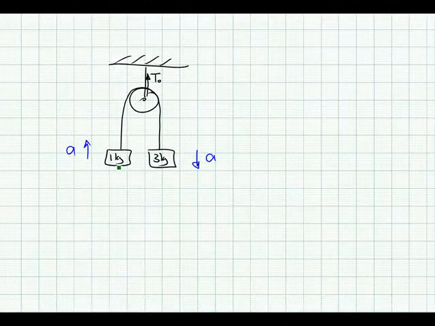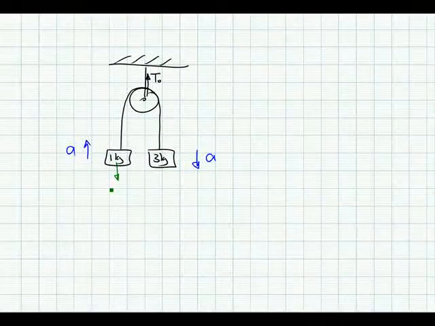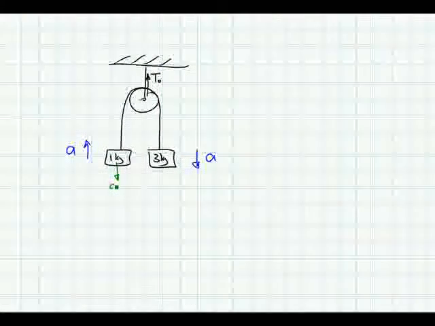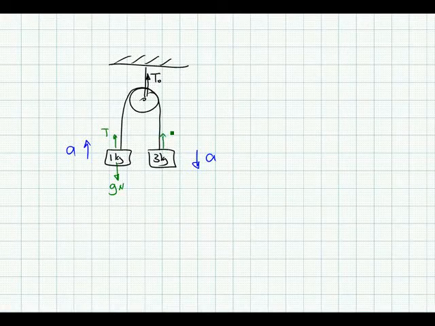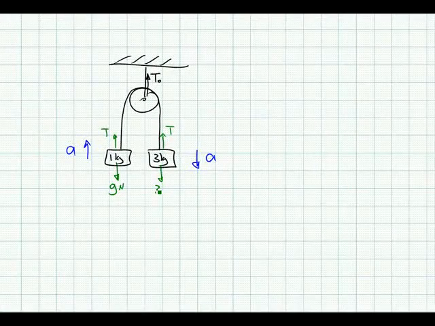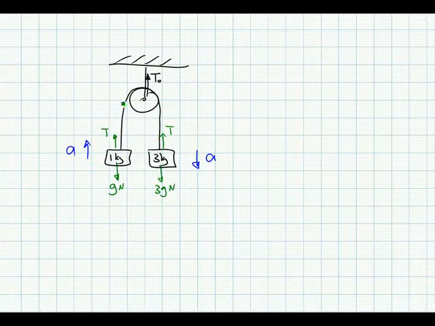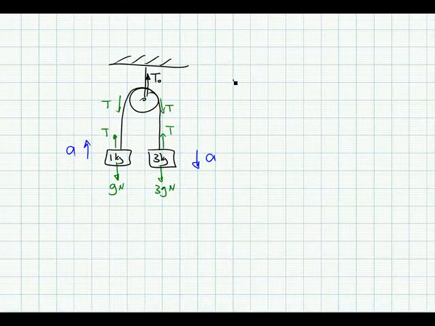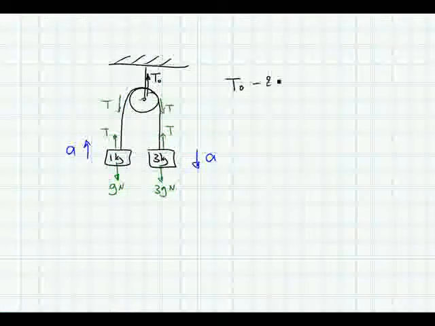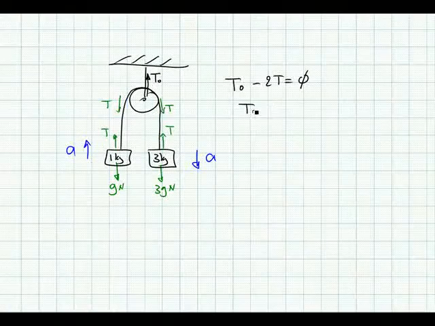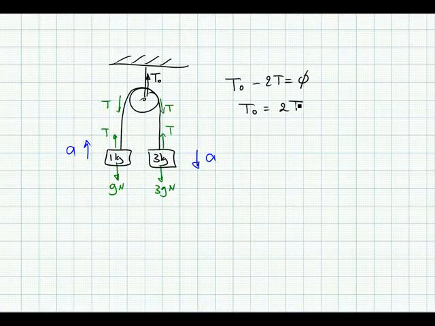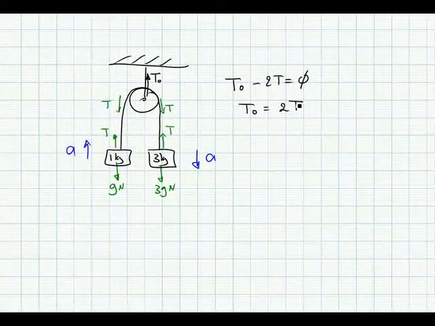So the forces on our 1 kilogram mass are 1 kilogram times G, so this is just G newtons this way, and tension up this way. Similarly, we have T up that way, and we have 3G newtons down this way. Now the forces on the pulley, we have tension down, and T naught up. So you see that T naught minus 2T is equal to 0 because the pulley is in equilibrium, which says T naught is equal to 2T. So our job now is to figure out what T is.